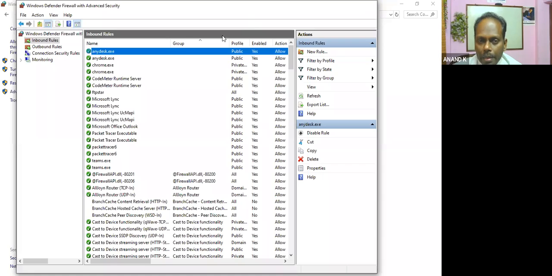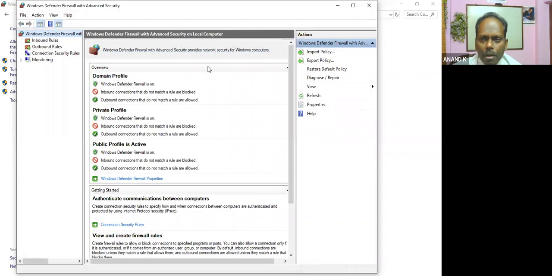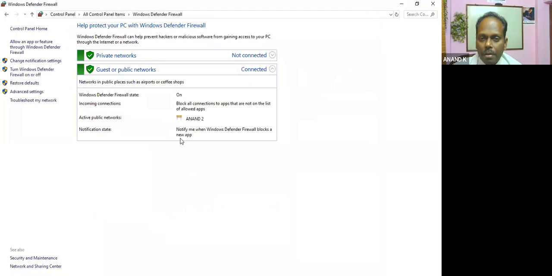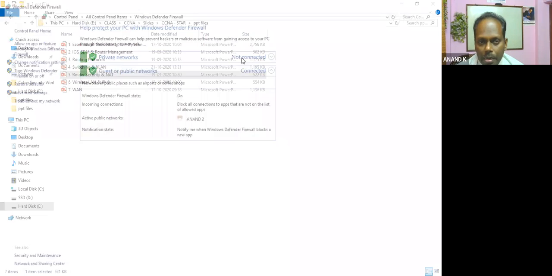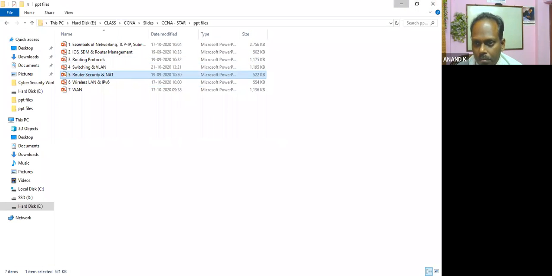But again, I'm saying that this is for every system. Every system has a firewall. That is called a host-based firewall. And now what we are speaking about is the network-based firewall. A network-based firewall is within the router. Whatever you write in the router, all the devices which are connected in the network will have the same. Is this clear? Those are some fundamentals we have learned about the firewall.